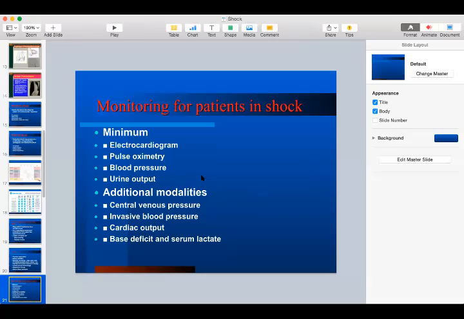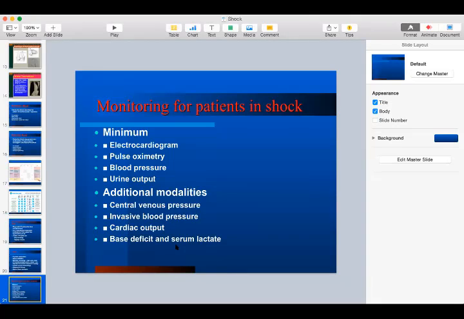Now, monitoring for patients in shock. What is the minimum requirement? The minimum is basically performing ECG, pulse oximetry, which looks at the oxygen saturation, blood pressure, and urine output. And then there are additional, higher modalities that you can also use to further assess and monitor patients that are in shock, which include central venous pressure, invasive pressure methods, cardiac output, base deficit, and serum lactate.